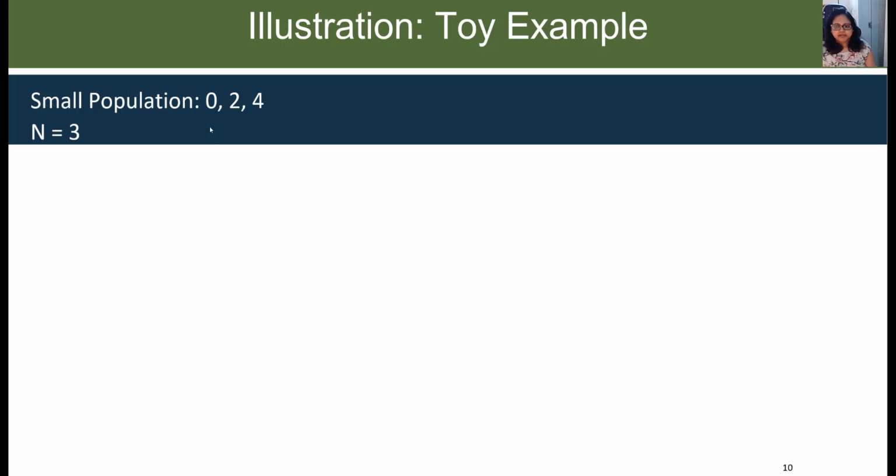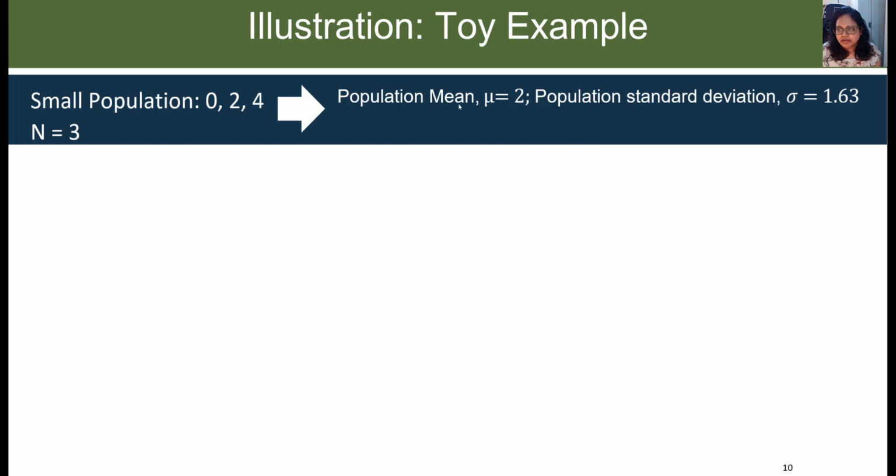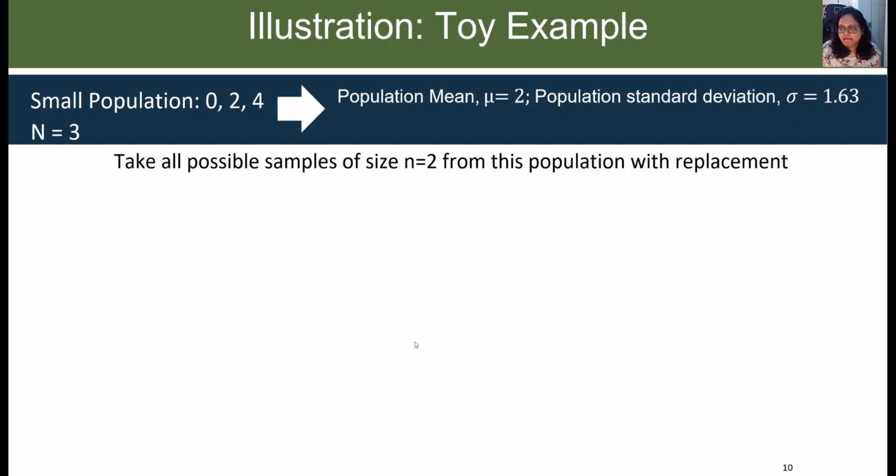Only just a really small population, 0 to 4. These are the only three values we have in a population. Let's think about that. The population size is 3. Then we found that the mean of those three values in the population is 2, and the standard deviation of these three values is 1.63. Then we'll take a sample of size 2, a small sample, from this population.